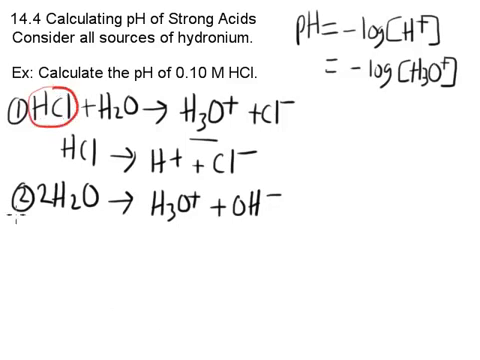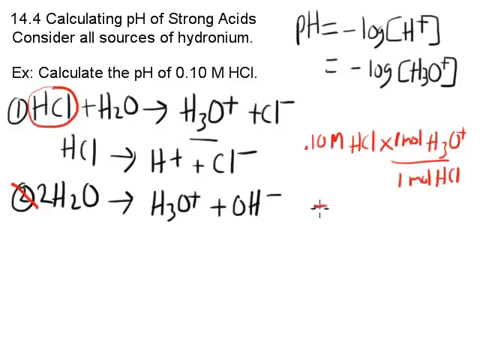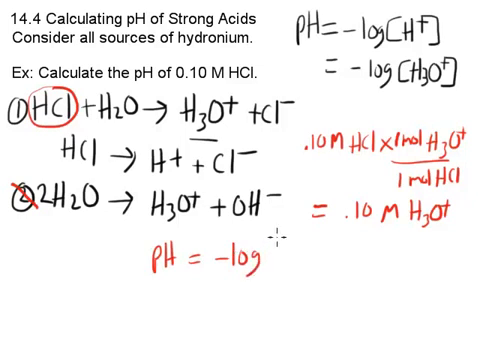So now that we have our main source, which is millions of times more important than our secondary source, we're going to just do our calculation. We know that we have 0.10 moles per liter HCl, and our mole ratio is just 1 to 1. So that means that we have 0.10 molar H plus or hydronium in our solution. Then we just use our pH equation, take the negative log of 0.10 molar, which is 10 to the negative 1 molar, and so I can find that the pH is 1.